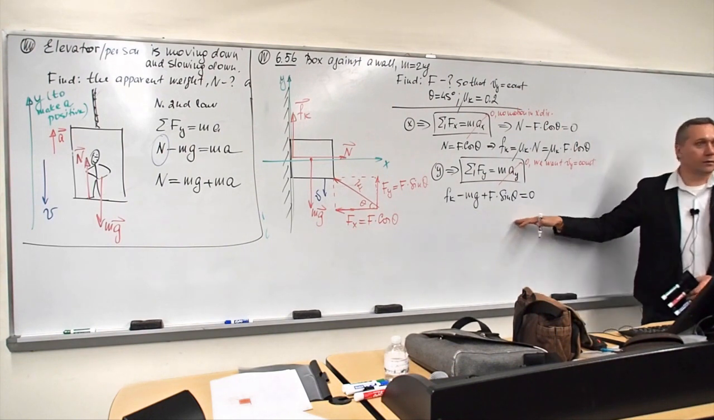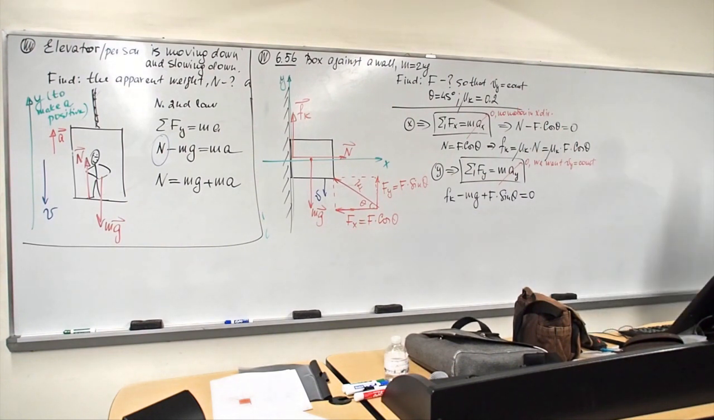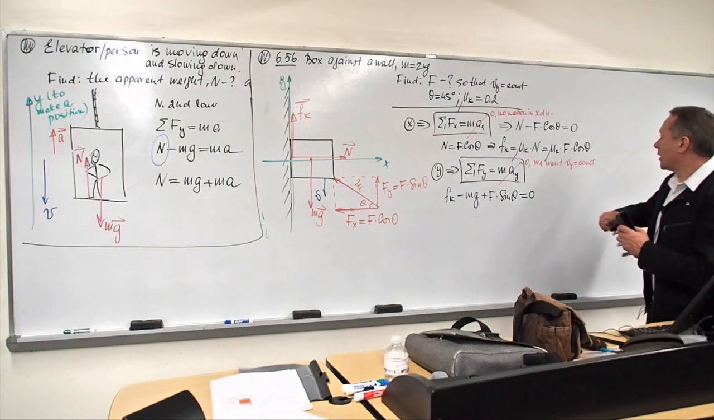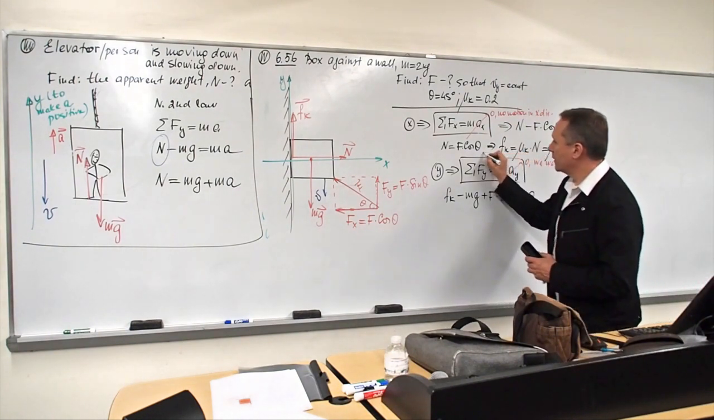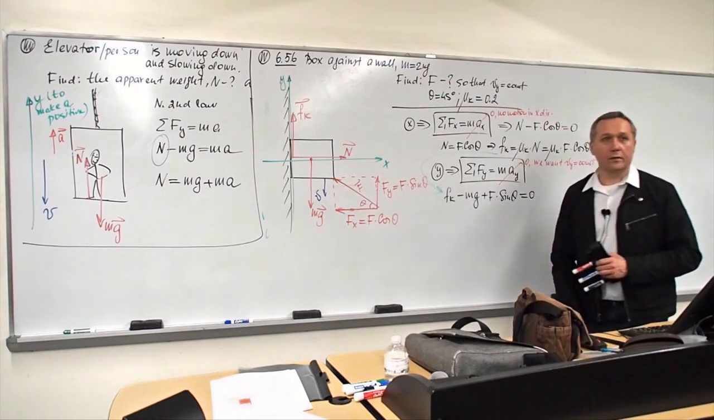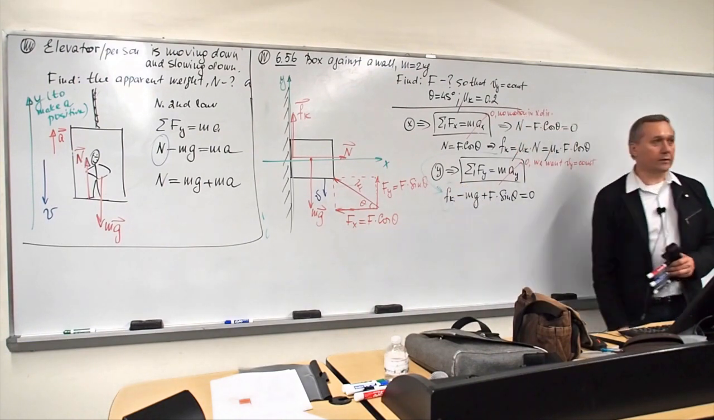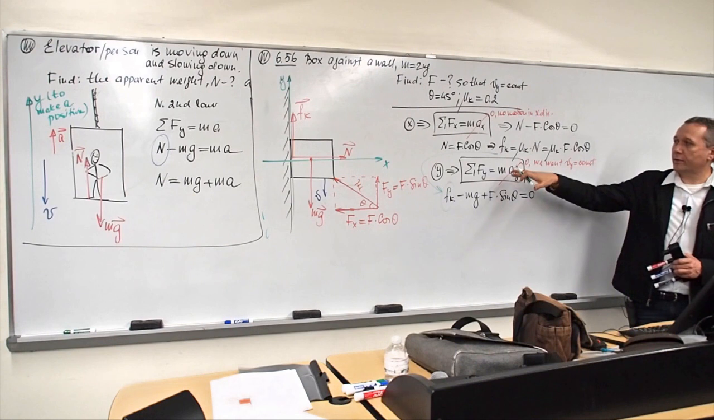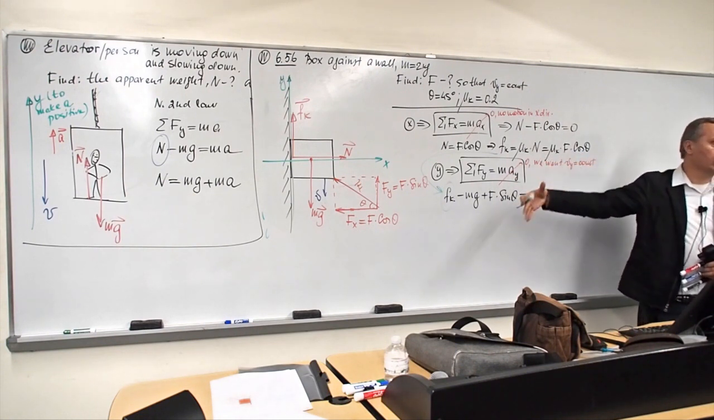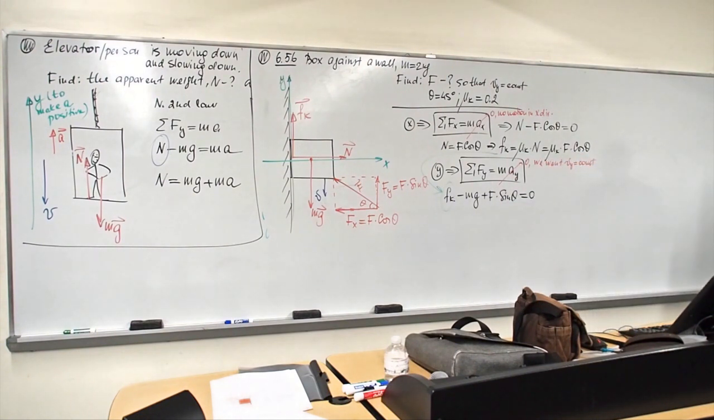So this is the explicit form of Newton's second law in the y direction. Now we just need to take our friction force and plug it over here. Again, that's why I started with the x direction, so I can find the friction force and use it in our y direction.